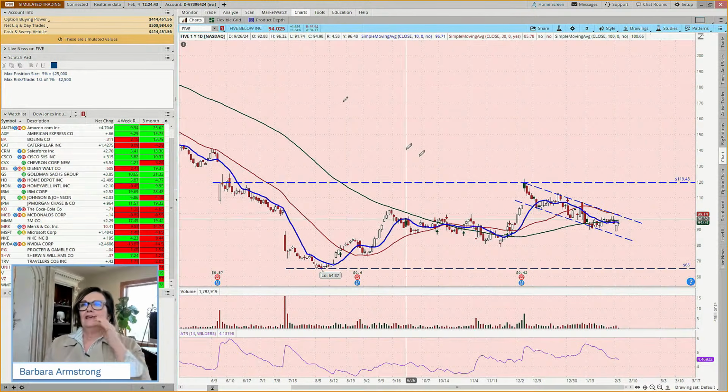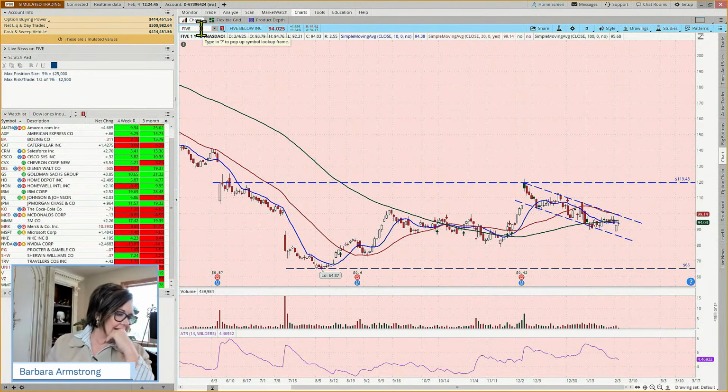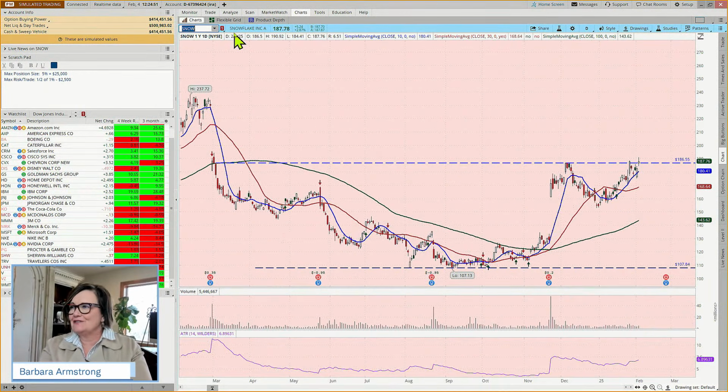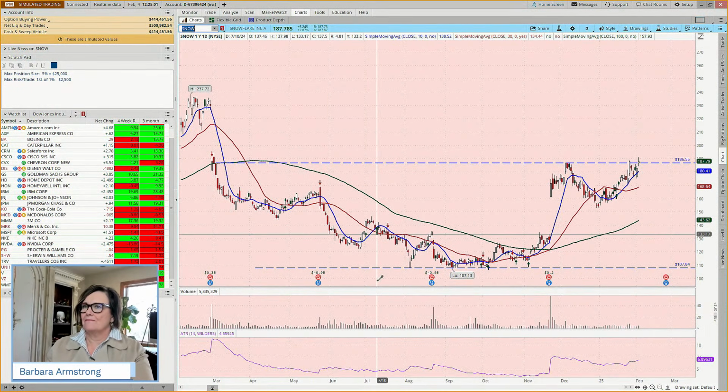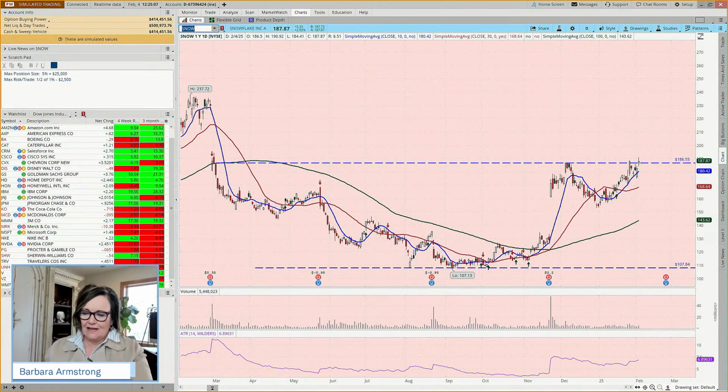Okay. So let's look at SNOW. And there's 15 inches of fresh new stuff up in the mountains near me. So what do you guys see on this one? On SNOW? Go ahead and type that in.